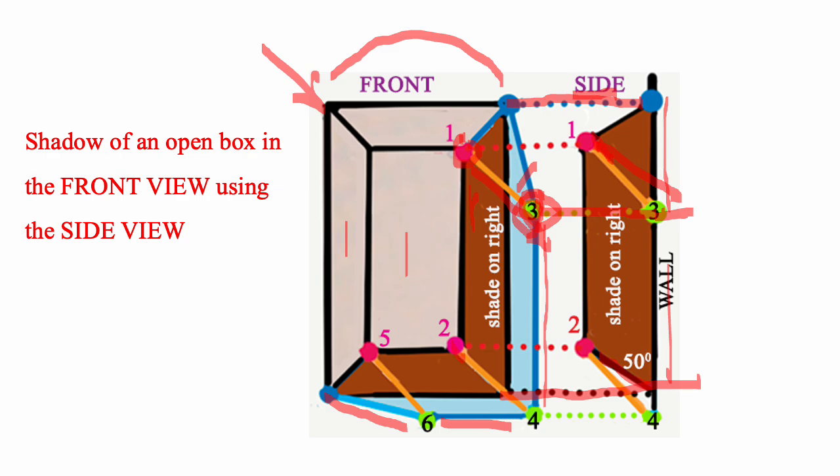So let's say we have a light ray going from 2 to 4 there, and same in the side view, 2 to 4. Well, it has to stop here on the side view because that's the wall, and you transfer that position back to the front, and there is number 4.